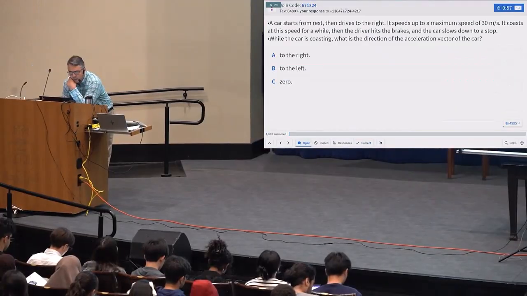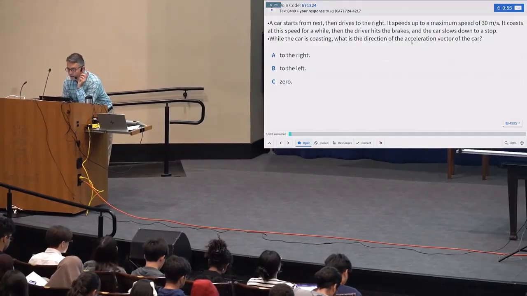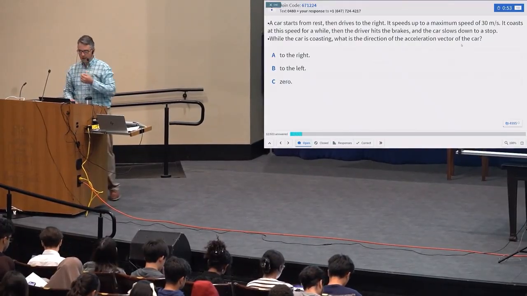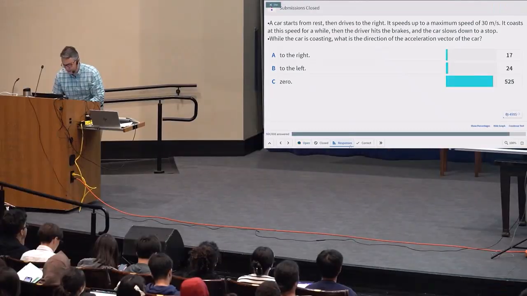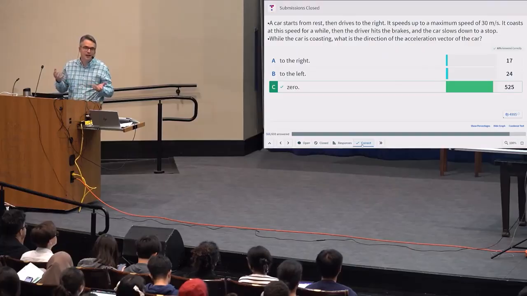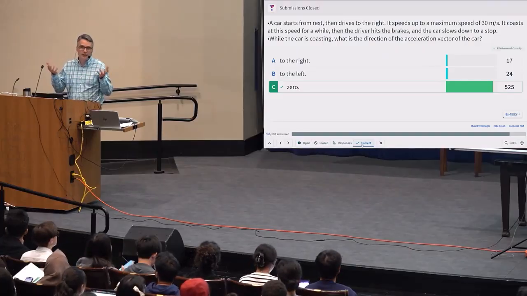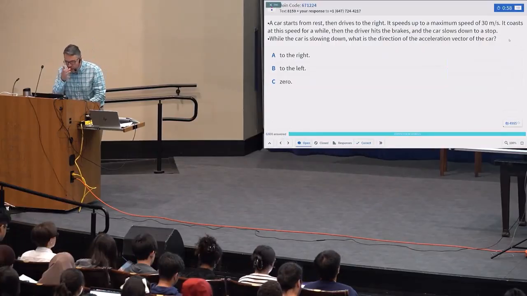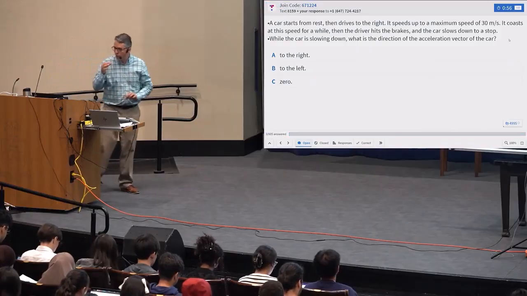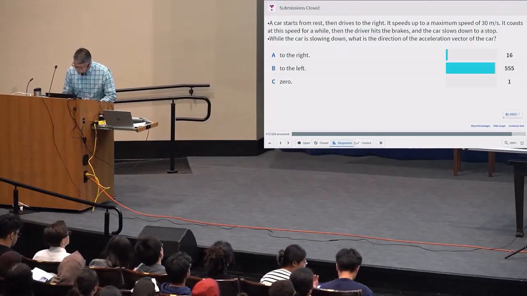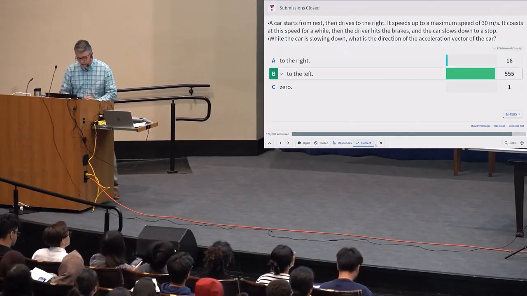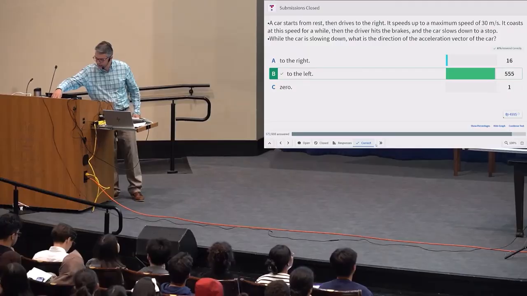This one says, while the car is coasting, what is the direction of the acceleration vector of the car? By coasting, I just mean that it's going at a constant velocity. Zero, okay. If you're not changing your velocity, then the acceleration is zero. While the car is slowing down, what is the direction of the acceleration vector of the car? Yeah, to the left. Very good. So again, you guys are getting the right basic idea here.